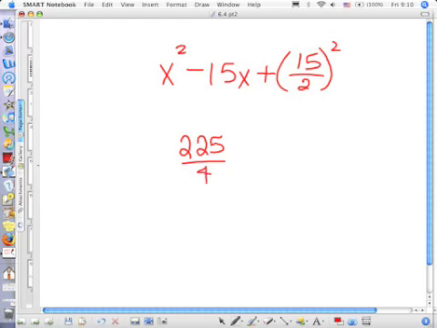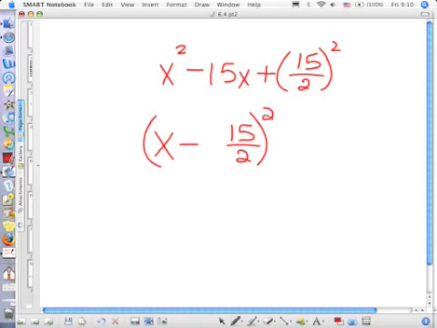Then the second part was factor it. Well, yesterday we said if you leave it in this form, then all you're looking at is x minus 15 halves squared. Do you have a question, Annalise? Or you can do 7.5. Yes, but you're going to need to keep it in fraction form because today we're going to be playing with fractions. If you start turning them to decimals, it's confusing.